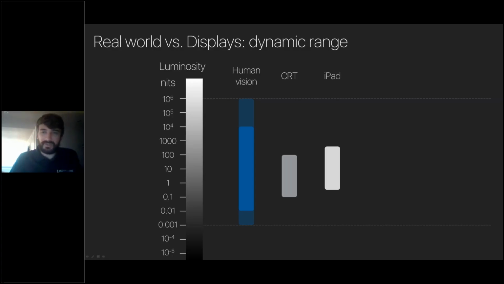But the trade-off is that the dark level is also moved up, so the darkest black is still quite bright on an iPad.